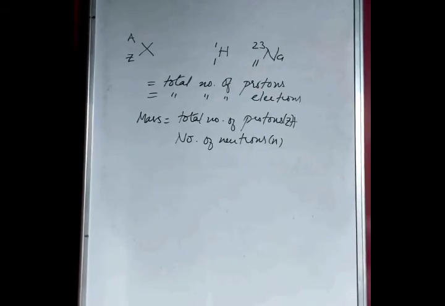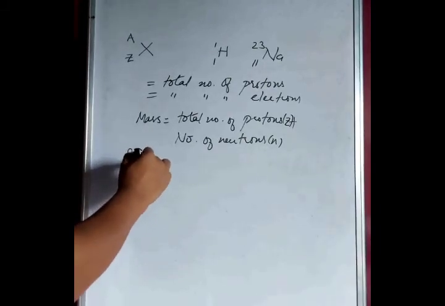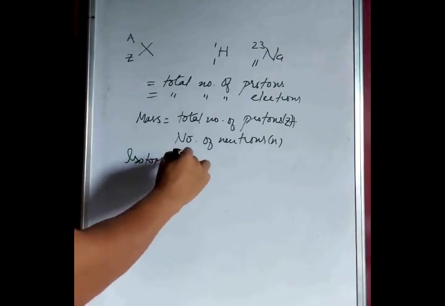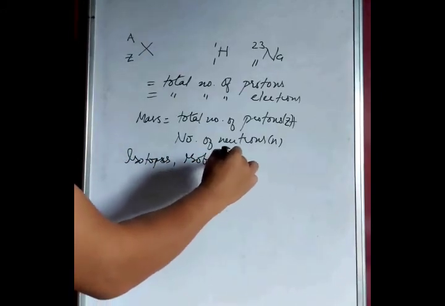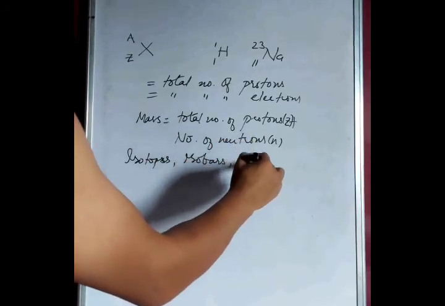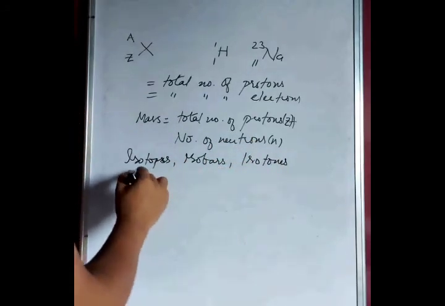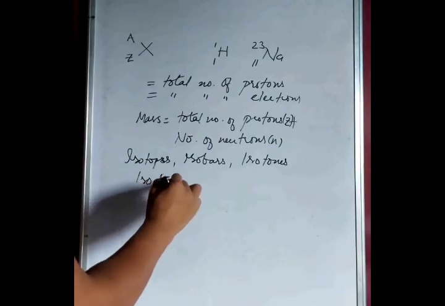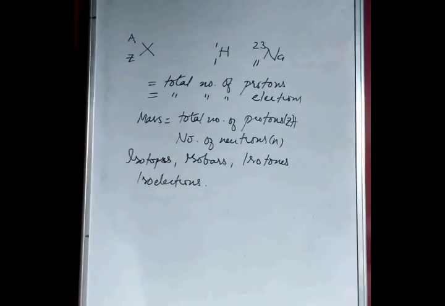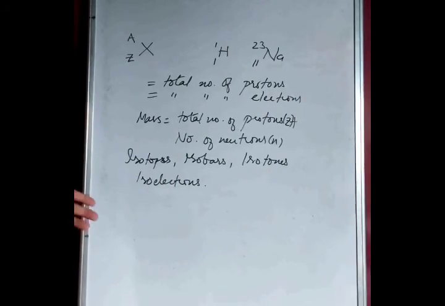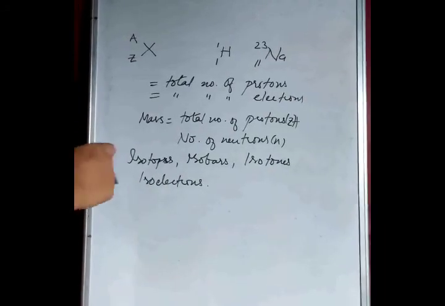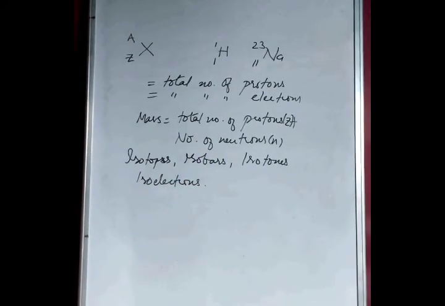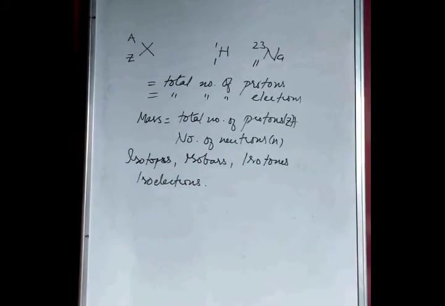Now there are some definitions like isotopes, isobars, isotones, and isoelectronic. This will be given in your printout, but you need to keep track of these definitions. So we know that isotopes are elements having the same atomic number but different mass number.